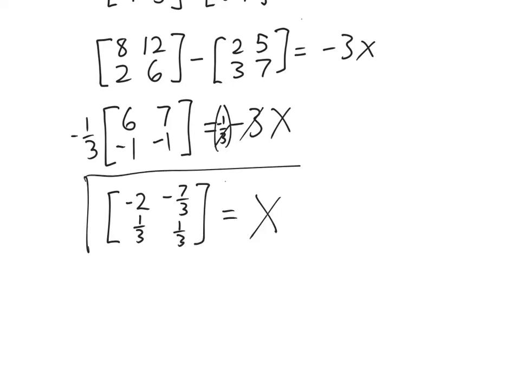So we have it solved. The big matrix X is going to be [negative 2, negative 7/3, 1/3, 1/3].